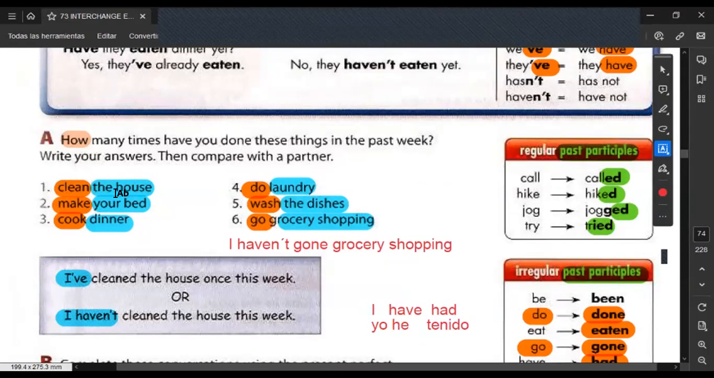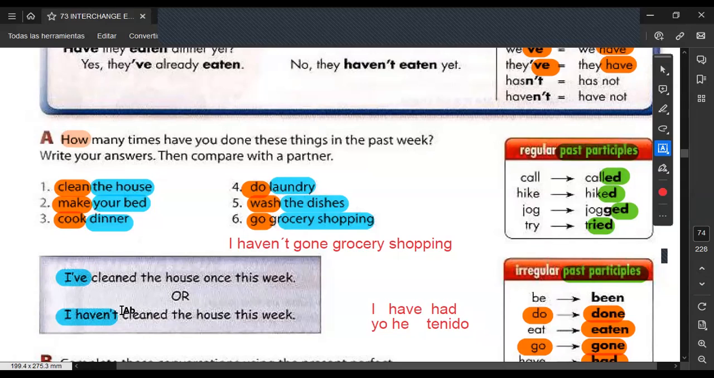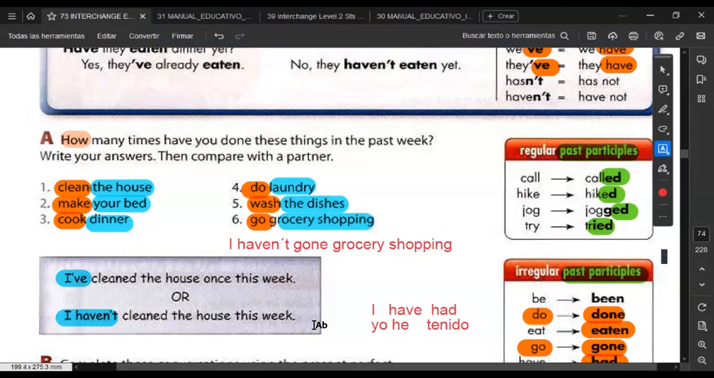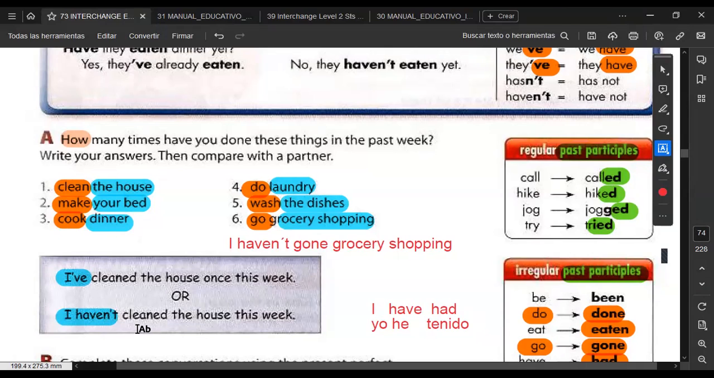Okay, vamos a ver cómo le queda la primera. Clean the house. I haven't done cleaning the house. Aquí no es necesario done, solo I haven't cleaned the house. Eso iba a preguntar, si es necesario escribir once. No, no es necesario, lo puede agregar, sí. Once es una vez. I haven't cleaned the house. Hasta ahí la puede dejar. Yo no he limpiado la casa.